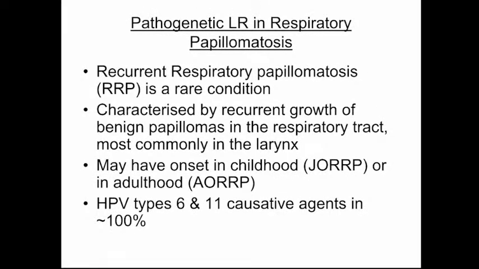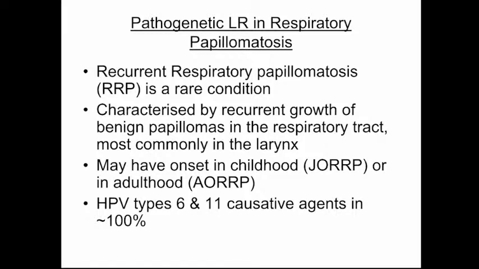Low-risk HPV types are present in recurrent respiratory papillomatosis, which is a rare condition. We don't see it much anymore, but it's characterized by recurrent growth of benign papillomas in the respiratory tract, commonly in the larynx. It may have onset in childhood, therefore we abbreviate it to juvenile onset recurrent respiratory papillomatosis, or adult onset, particularly in those who practice oral sex. AORRP, adult onset recurrent respiratory papillomatosis.